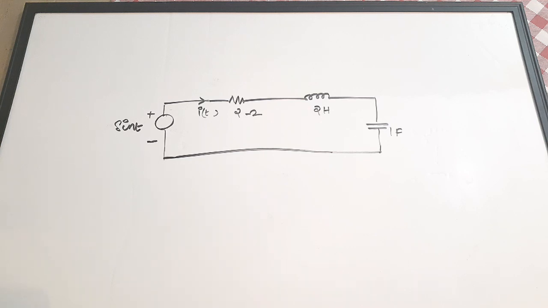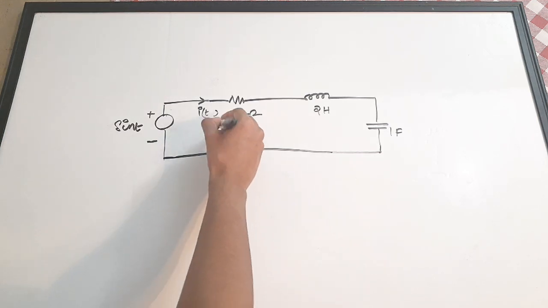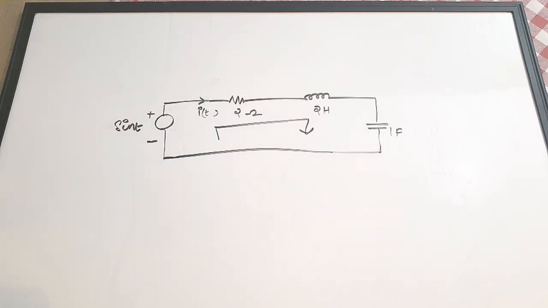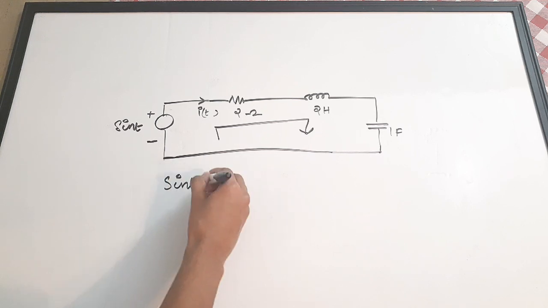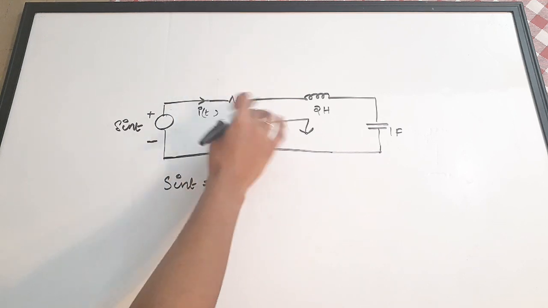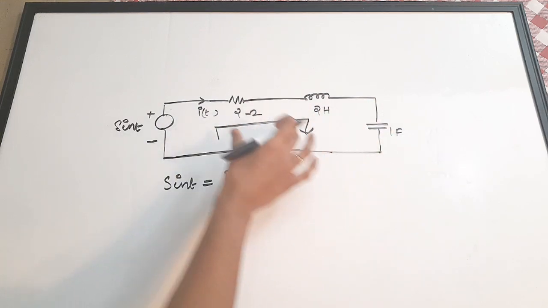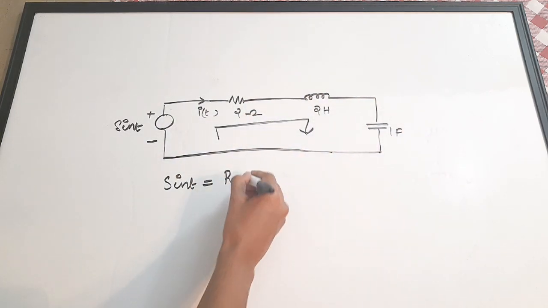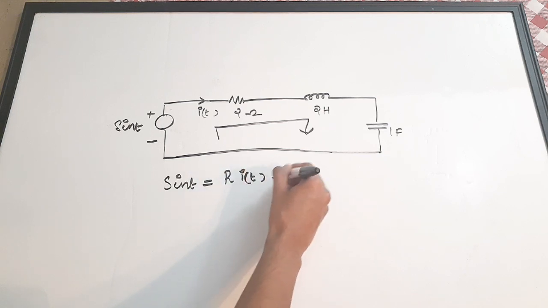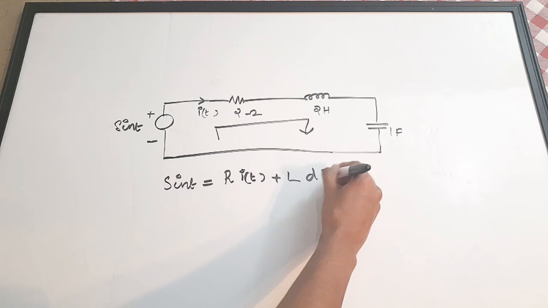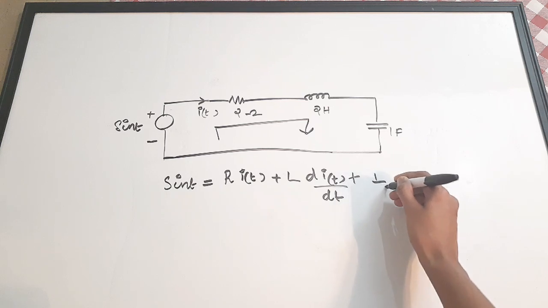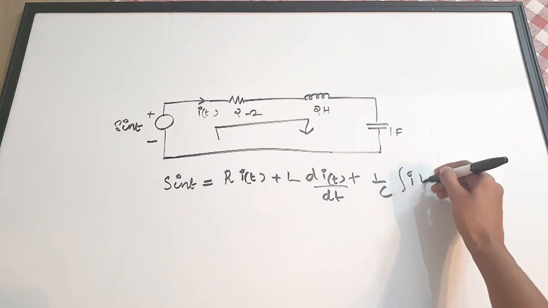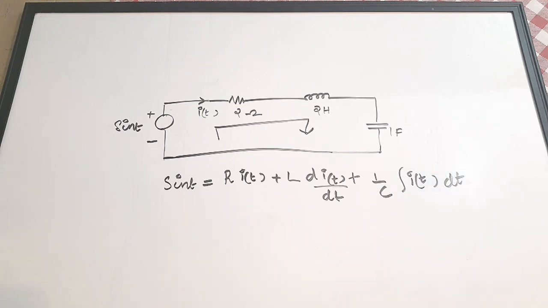I'm going to write the Kirchhoff voltage law in this loop. For this loop, I'm going to apply KVL. The source is sine of t, so sine t is equal to Ri. I'll just write the general equation first, then I'll be substituting the values of these elements. So R into I of t plus L into di of t by dt plus 1 by C integral I of t dt. This is the KVL voltage equation.